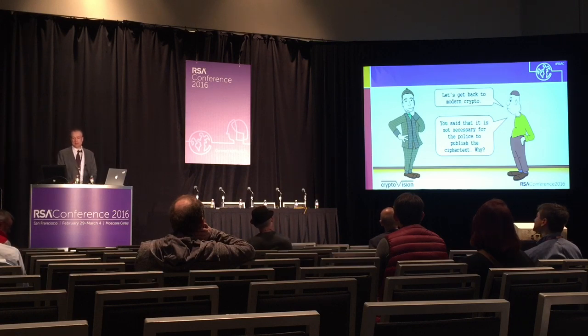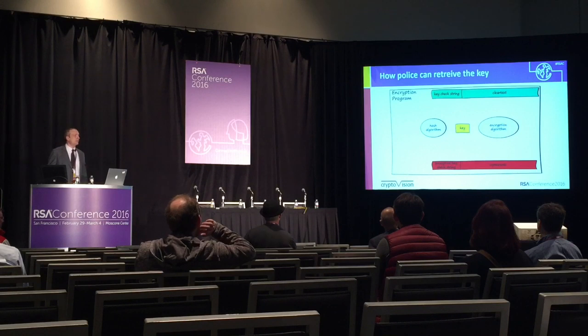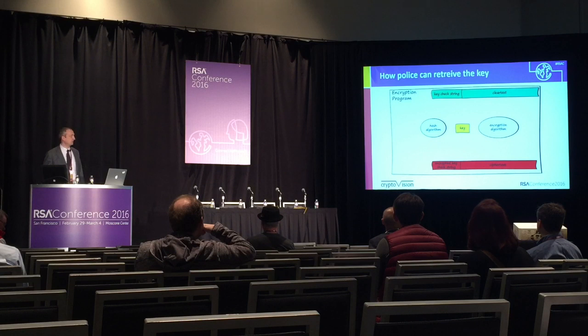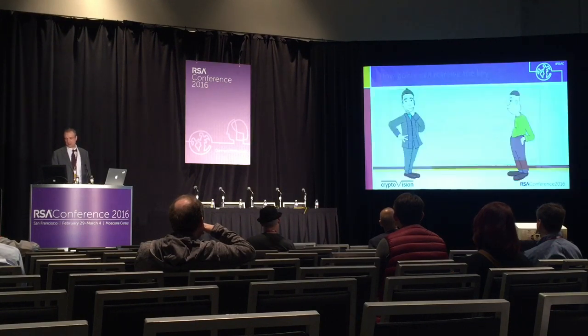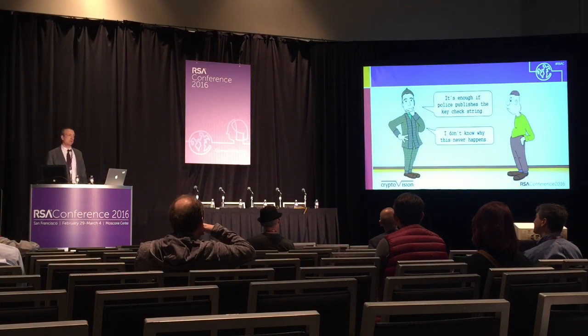I said that it's not necessary for police to publish the ciphertext if they want to ask the public for help. So why is this not necessary? Well, if you look at this algorithm I showed you and how the police can guess the password with a dictionary attack, you see that only the encrypted key check string is necessary. So the police need not publish the ciphertext, it's enough to publish the key check string. And I don't know why this has never happened in these cases I was looking at, so if you know an answer, please tell me.